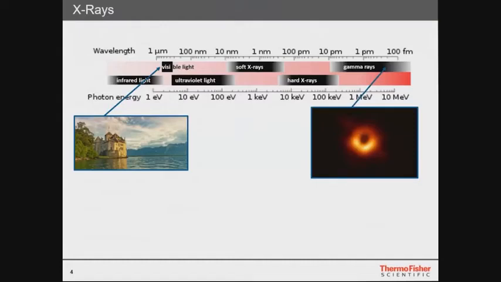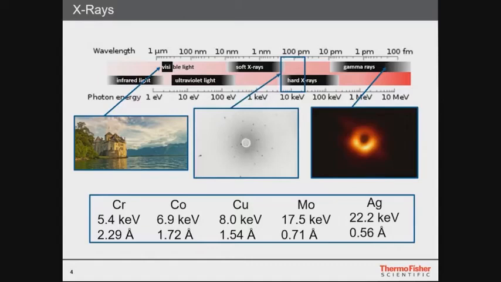On the high energy side, on the far right, we have gamma rays, which are mostly produced by stellar objects like this black hole. Between those two, we have X-rays. There are soft X-rays and hard X-rays. The X-rays which are mostly used for diffraction are in the hard X-ray regime. On the bottom, you can see some commonly used radiation types in X-ray diffraction, starting from chromium on the low energy side, moving on to silver on the high energy side.